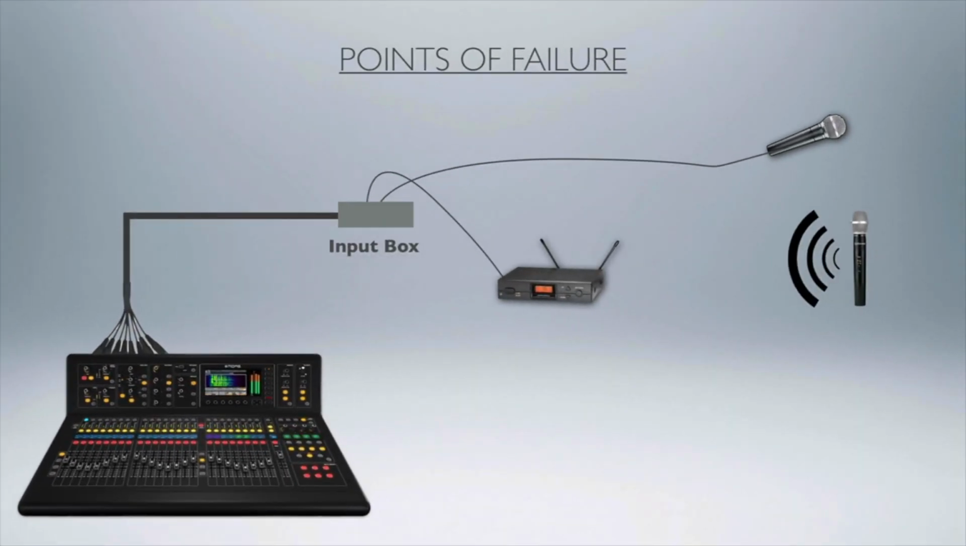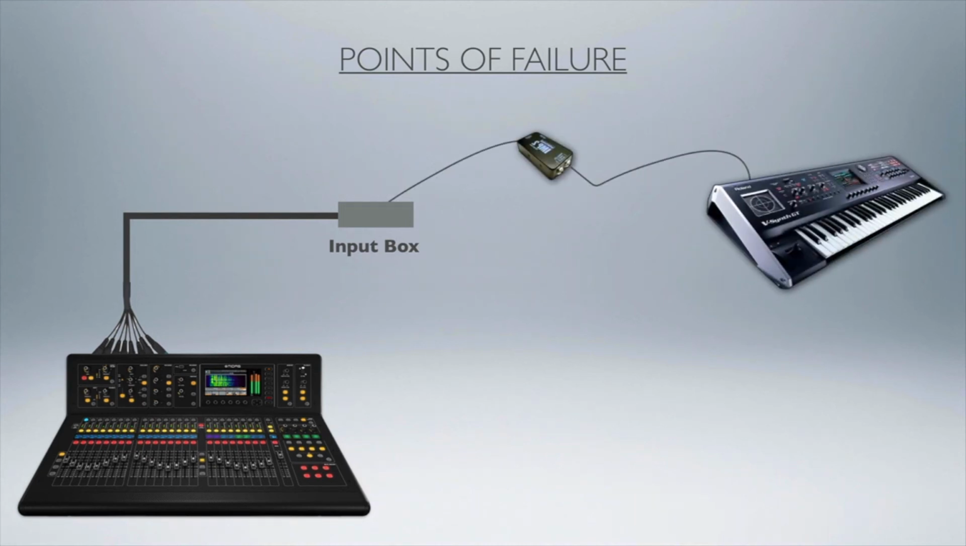So we've looked at a wired microphone, we've looked at a wireless setup. Now let's look at things that just physically get plugged in through, say, a DI box. So from this example, we have a keyboard. Where do you start? You start off at the keyboard. Is the keyboard turned on? Is the volume turned up? Is the local switch on the keyboard?